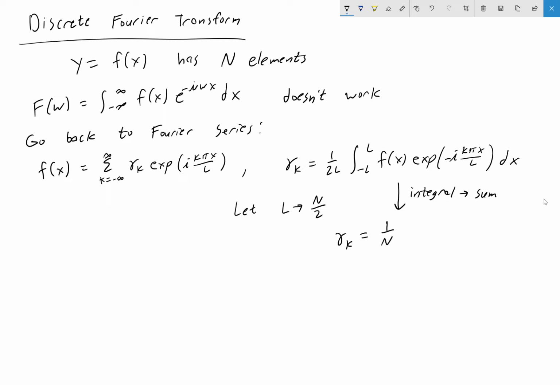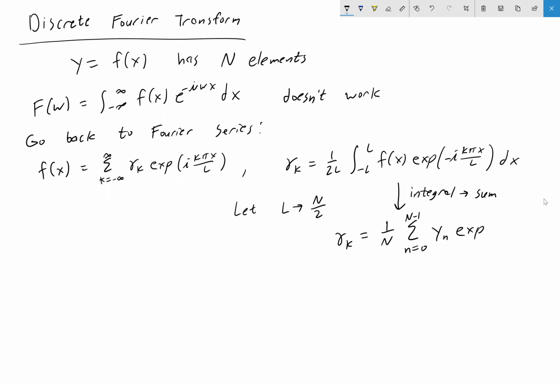Gamma k would be equal to 1 over N. And then instead of integrating, we're going to sum. Little n will be the element of the array. We have to go from the beginning, which is 0, to the end, which is N minus 1. And then in there, we put the nth element of the array y. So remember, y in principle contains the function f of x, just not in a continuous sort of way.